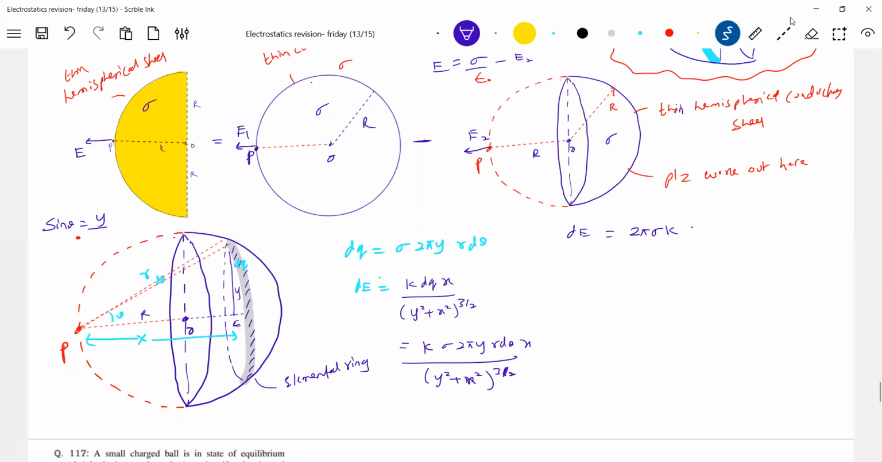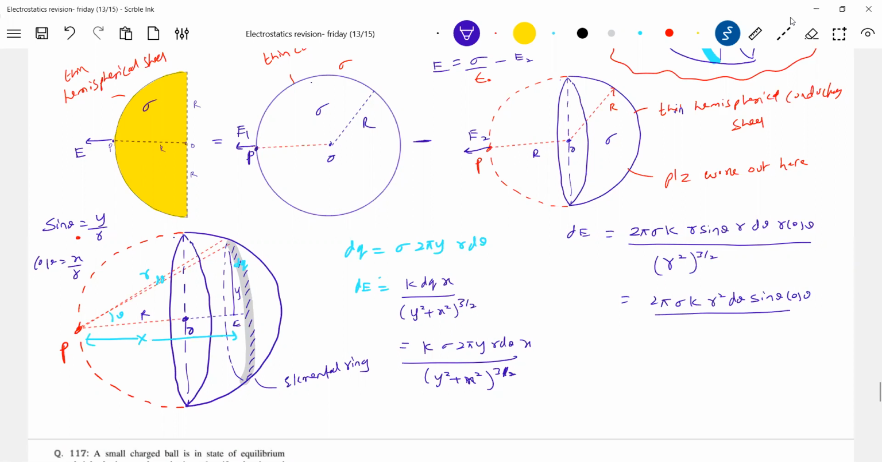Sine theta equals y by r, sorry. y equals r sine theta, so y I eliminated. r is there, d theta, x what we can write: cos theta equals x by r, x equals r cos theta. Then y square plus x square will be r square to the power of 3 by 2. 2 pi sigma k r square d theta sine theta cos theta. This will be r.